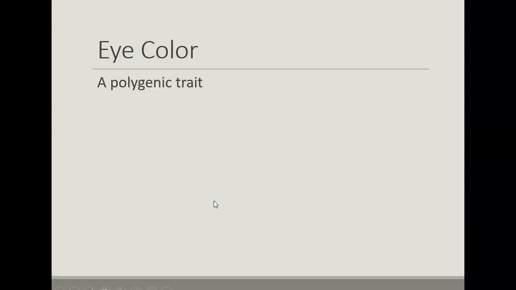So let's take a look at one. We're going to take a look at eye color here for a moment. This is kind of an outdated model of eye color. It doesn't really work this way, but this is the classic model that we use when it comes to a polygenic trait.